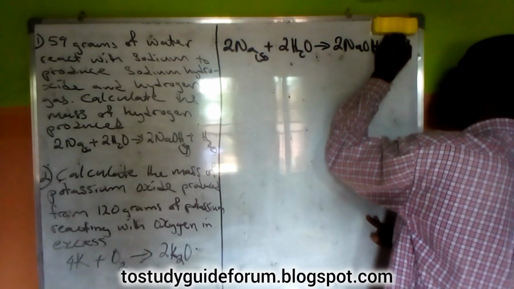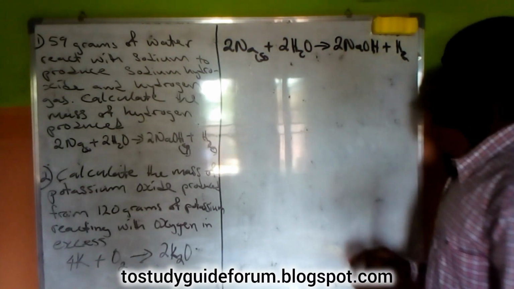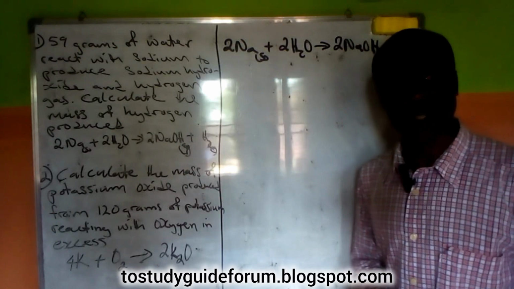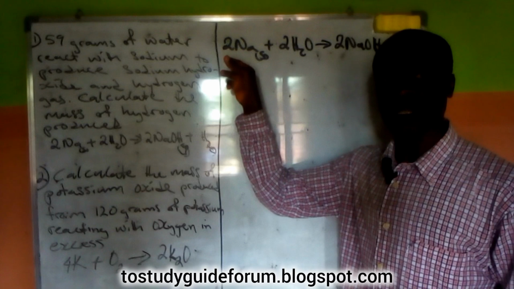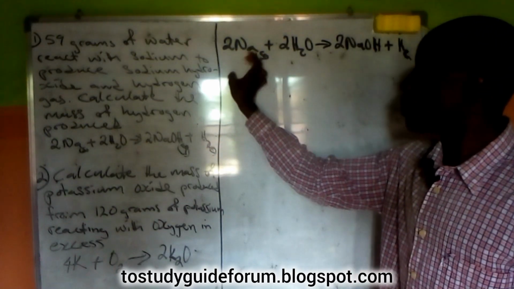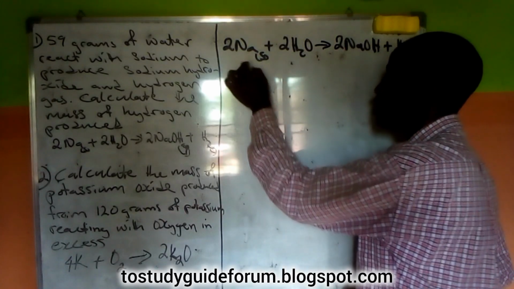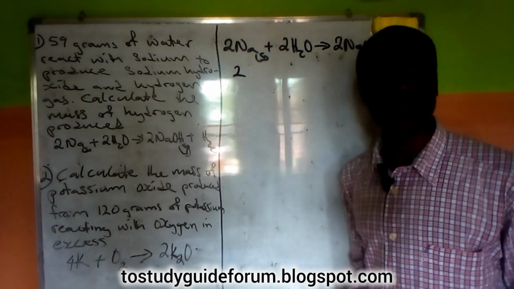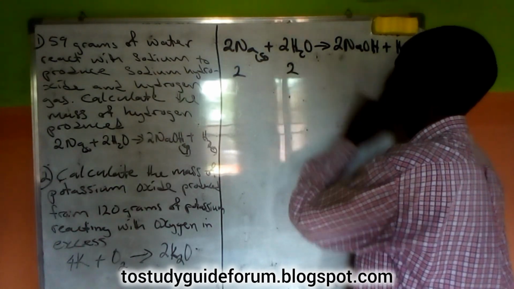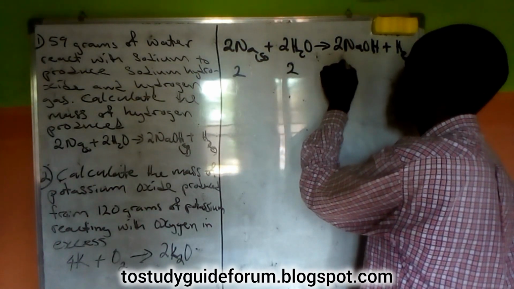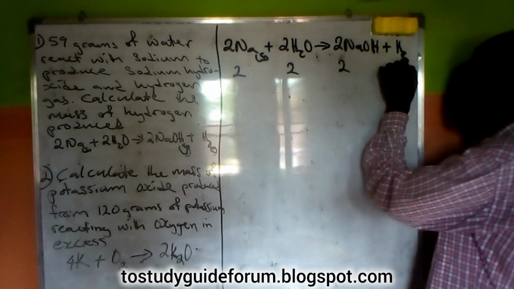Then we have hydrogen here. So in this chemical equation, if you look at it very well, what we have is giving us the mass. Then we can see the mass and the mole relationship here. That is, the number of moles of sodium is this. The number of moles of water is 2, and the number of moles of sodium hydroxide is that, and that of hydrogen is what? 1.